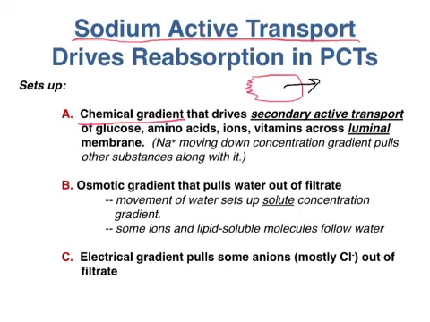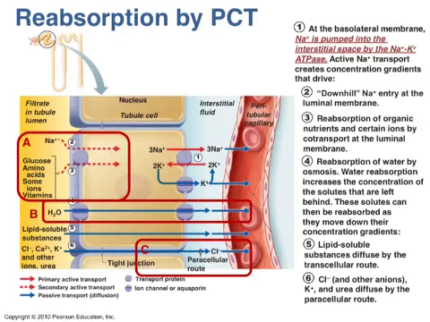Now let's take a little bit more visual look at these gradients that are set up. So here we can actually see what's going on. You've got the lumen of the tubule over here with its filtrate. You have the epithelial cells here. You have the interstitial fluid and the peritubular capillary here.